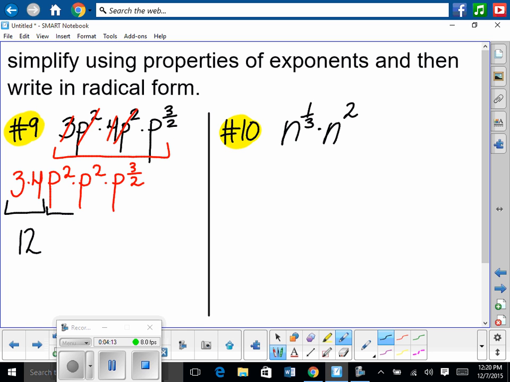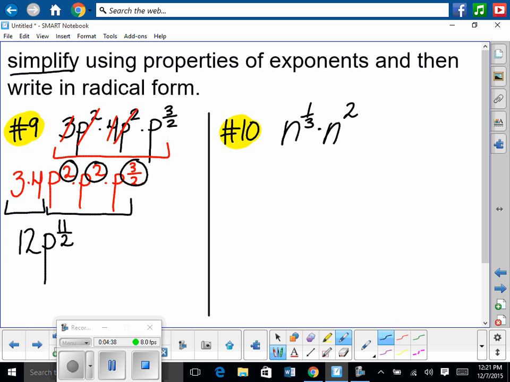And then when we're multiplying the same base, and they're all p's in this one, when we multiply the same base, we add our exponents. So you take your calculator, do 2 plus 2 plus 3/2. You'll get a decimal. You get 5.5, and so you change it back to a fraction, and you get p to the 11/2. So we've done the first part. We have simplified, but now we're going to write in radical form.